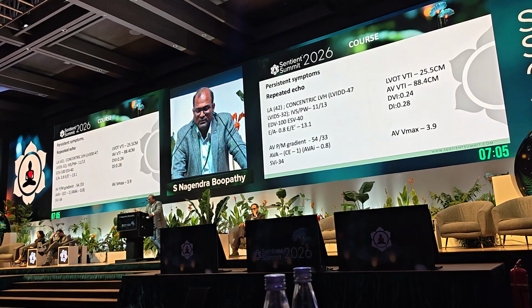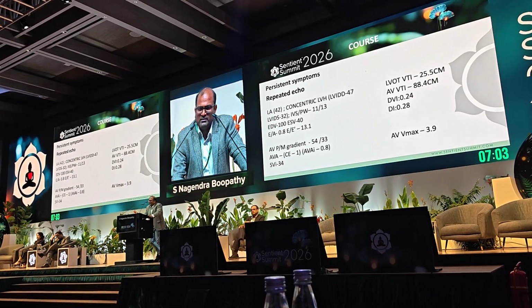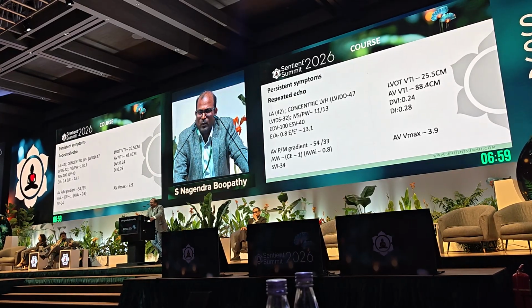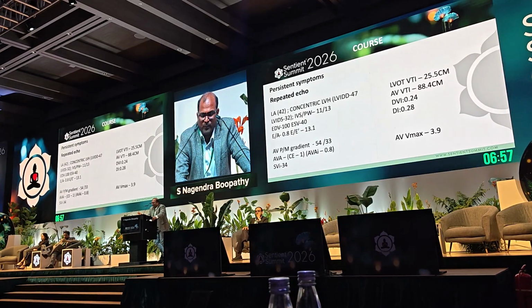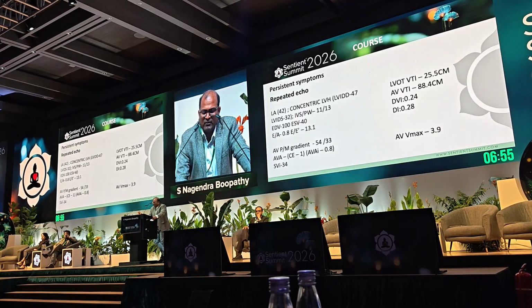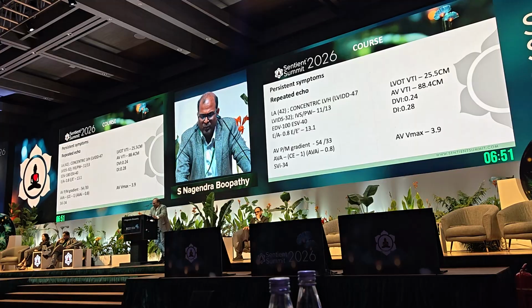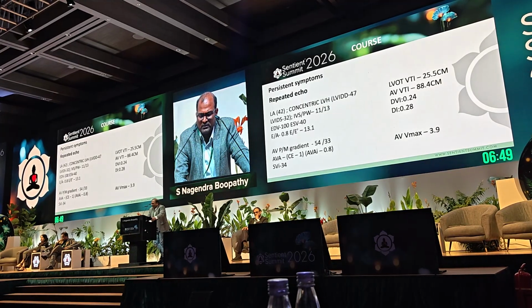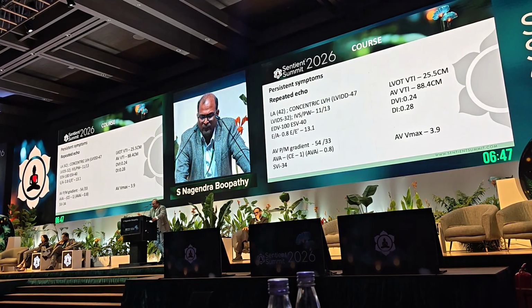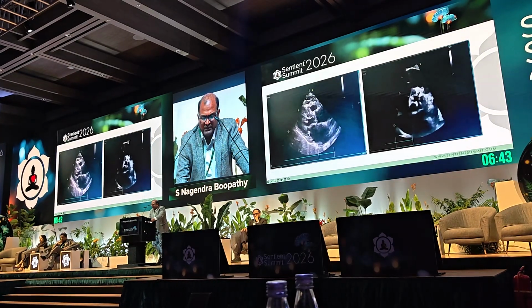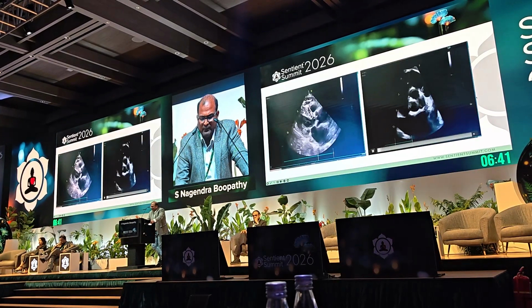Persistent symptoms, we labeled it as moderate to severe AS and said, okay, let's follow her up. She had 3 to 4 OPD visits because of persistent symptoms and was re-evaluated again. LVH is there, the valve area is 0.8, Vmax 3.9, mean gradient is still low, DVI is 0.28. This is the echo of this particular patient.